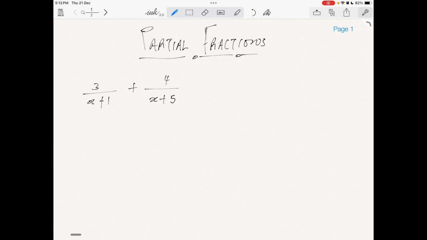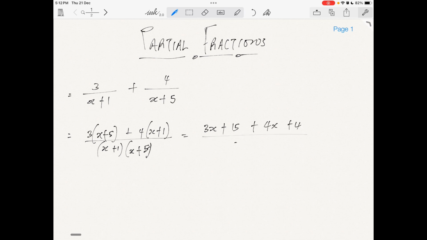Now this can be combined simply by taking the LCM. So we have x plus 1 and x plus 5, and we have 3 times x plus 5 plus 4 times x plus 1. So this will give us 3x plus 15 plus 4x plus 4, everything divided by x plus 1 and x plus 5. Altogether this gives us 7x plus 19 divided by x plus 1 and x plus 5.